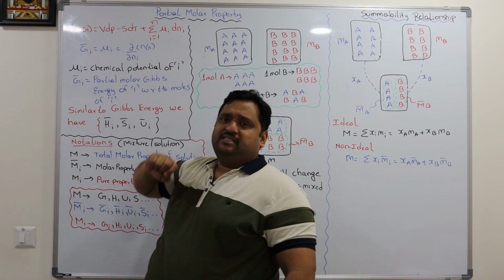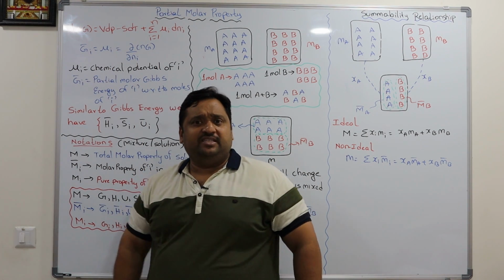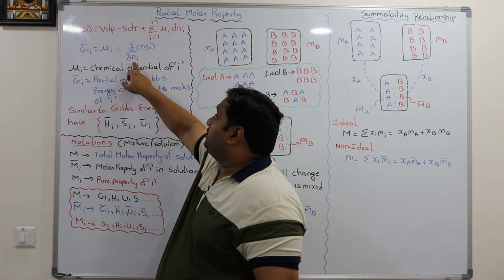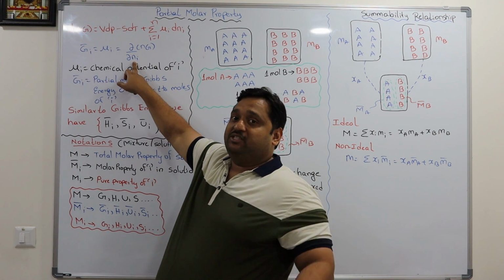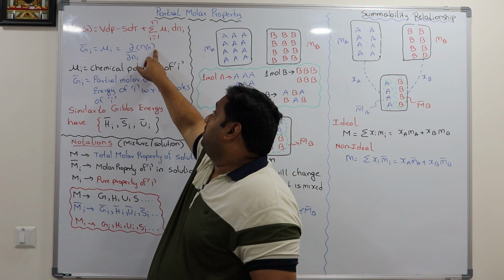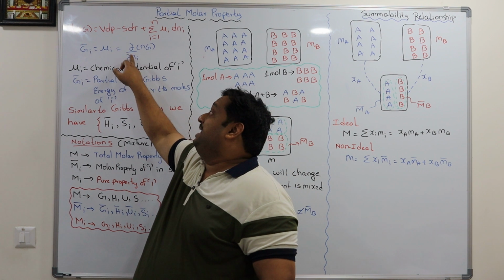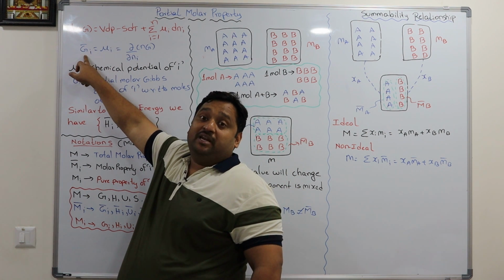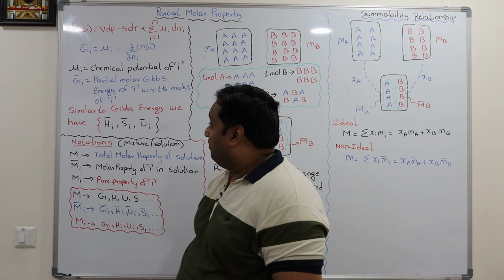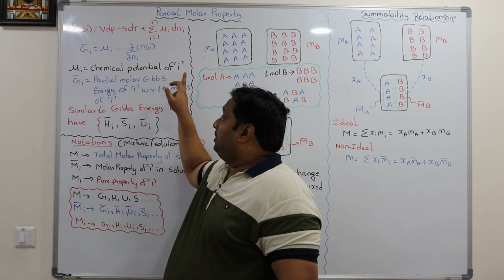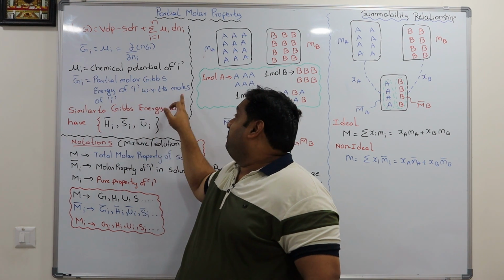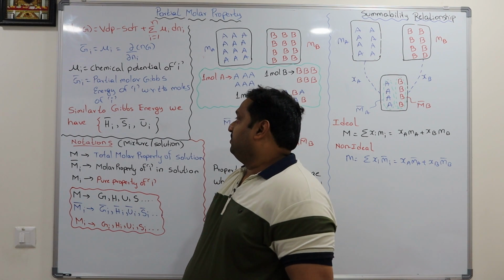If it is A, for example, in a binary mixture A plus B, what is the chemical potential of A? It is nothing but total Gibbs energy with respect to the moles of A, called the partial Gibbs energy of A. If it is B, total Gibbs energy with respect to the moles of B is nothing but the partial Gibbs energy of B, which is nothing but the chemical potential of B. That is why mu_i is a chemical potential, which is nothing but G bar i, partial molar Gibbs energy of i with respect to the moles of i.